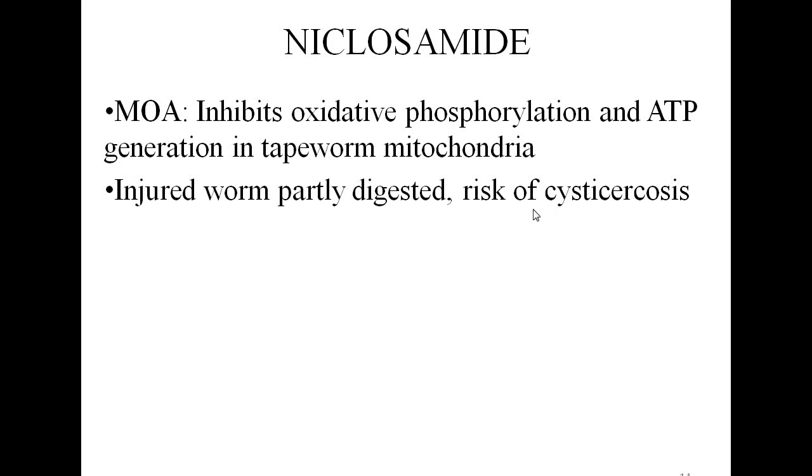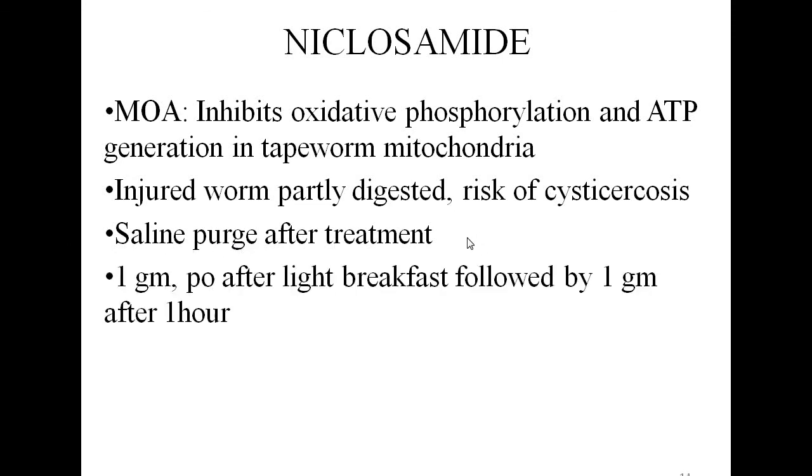To prevent the risk of cysticercosis, immediately after niclosamide, a purgative is given to expel the partly digested worm and the gravid segments. So that is the reason to give a purge or a saline purgative after treatment with niclosamide. The dose of niclosamide is 1 gram per oral after a light breakfast, followed by 1 gram after 1 hour. It is important to search for the scolex of the tapeworm in the stools to confirm that niclosamide has worked.